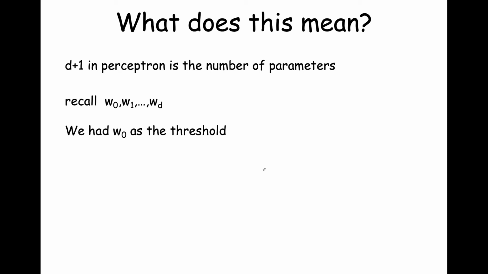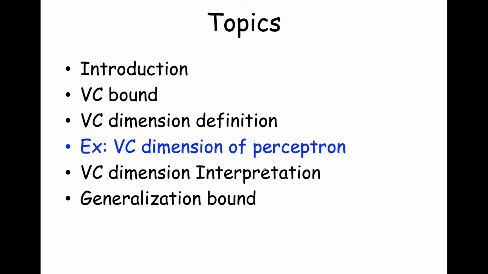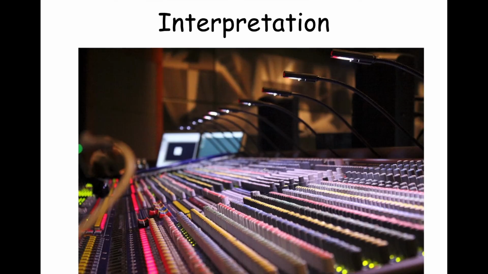Now recall, when we augmented our perceptron in d dimensions, we added W0, where this W0 absorbed the threshold. And this W0 is one of our parameters. We have d parameters from the original linear hypothesis, and that added parameter, that W0, for a total of d+1. And so we had our W0 as a threshold. Let's look at what the interpretation is for our VC dimension.